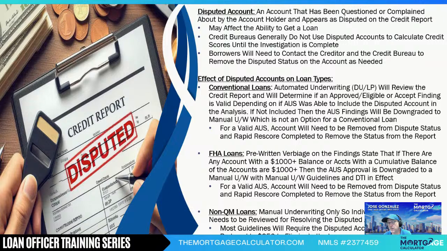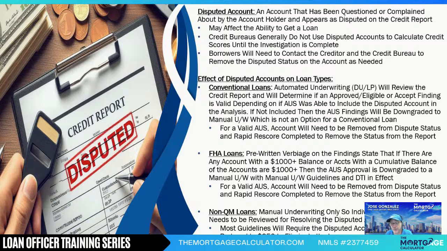So at that point, your automated underwriting findings are not valid. Now, let me explain again very clearly here. This is a super important point because it is not the first time that an MLO has received an approve eligible finding, which is, you're approved, or an accept finding in LP, which means you're approved, and did not read the small print, did not notice that there was a disputed account in the credit report, and ran with the approval.